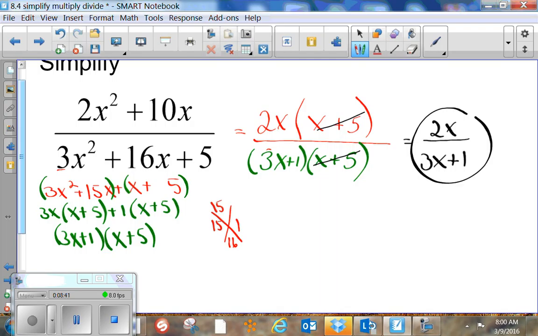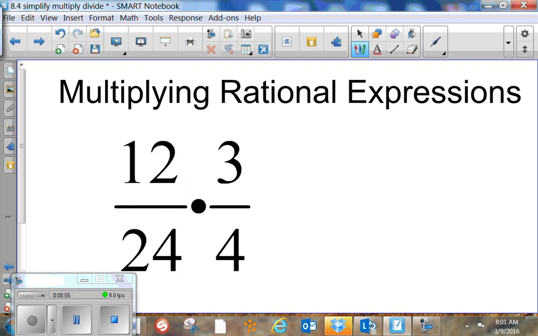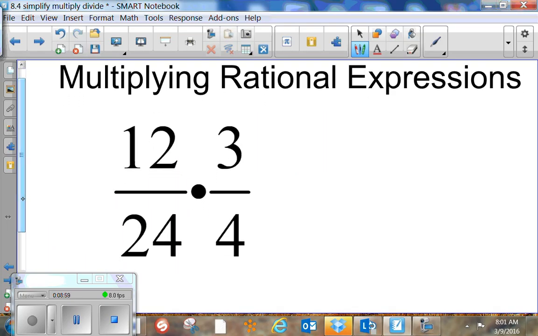But you gotta know how to factor. So you're up the creek without a paddle, as we say. Questions? I'm going to progress the complexity of them. All right. Now let's talk about how to multiply.